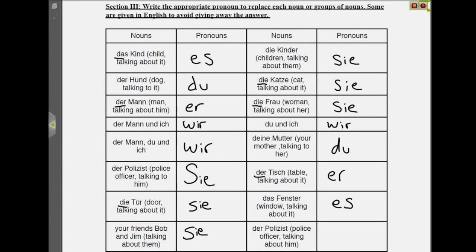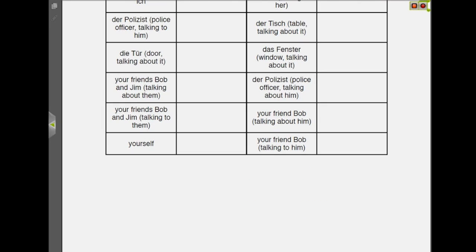If you're talking about a police officer, you're not talking to him. You don't have to worry about whether it's formal or informal. You're talking about a police officer, and you would say in English, he, He is nice. Er ist nett. If you're talking to your friends, Bob and Jim, since they're your friends, you're obviously going to use the informal form. So, if it's Bob and Jim, they're more than one person, and therefore we have to use plural, informal, ihr.